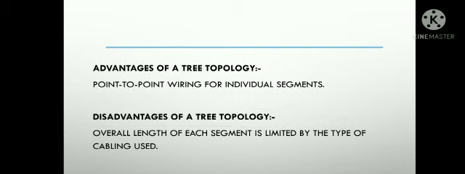Advantages of tree topology: point-to-point wiring for individual segments, supported by several hardware and software vendors. Disadvantages of tree topology: overall length of each segment is limited by the type of cabling used. If the backbone link breaks, the entire segment goes down. It is more difficult to configure and wire than other topologies.